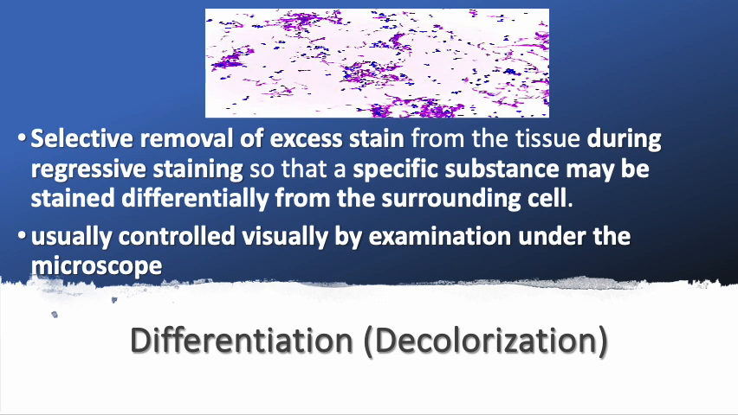Continuing with regressive staining is the differentiation step. Your regressive staining employs a differentiation step or decolorization step. This is the selective removal of excess stain from the tissue during regressive staining so that the specific substance may be stained differentially from the surrounding cell using another type of stain. Usually it is controlled visually by examining it under the microscope and adjusting the type of stain or the contact time of the stain and the procedure itself.